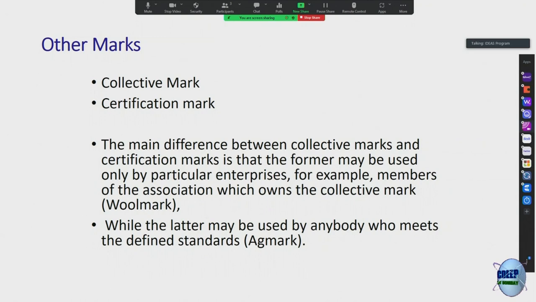There is also a certification mark. Certification mark is normally by some standard setting bodies. Like in India, ISI, Bureau of Indian Standards has AGMARK for food products. So, if you meet those quality standards which are defined, you can use AGMARK. So, anybody who meets them can get an AGMARK. In the case of wool mark, you have to be a member of that association, but the association owns that mark.